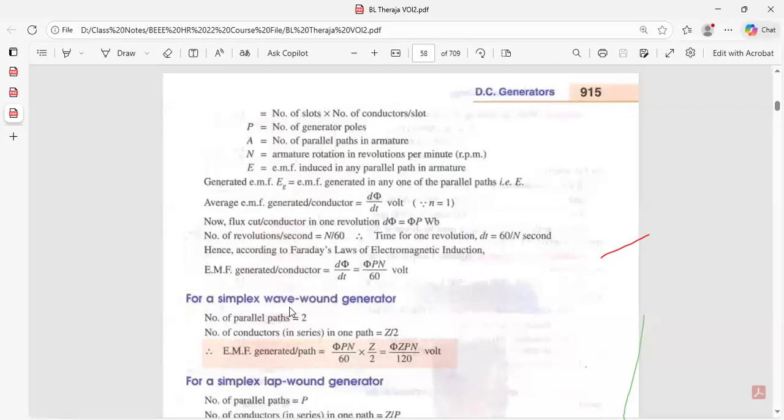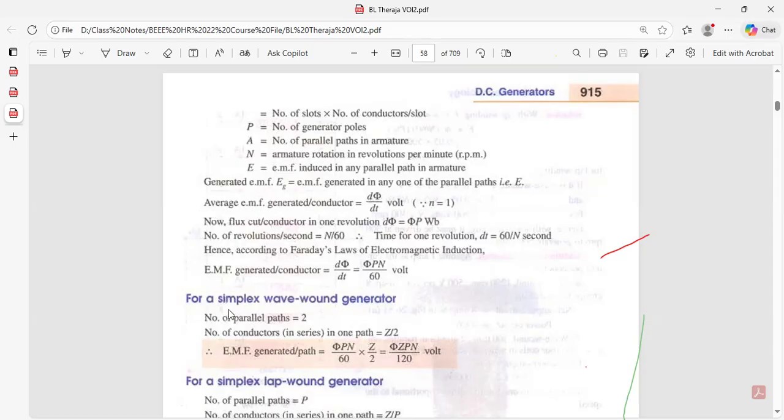What do you mean by wave winding? If the starting point and finishing point are under different poles, one under the north pole and another under the south pole, that is called wave winding. Lap winding means the starting point of one coil and the finishing point of the same coil are under the same pole. Starting and finishing under the same pole is called lap winding.